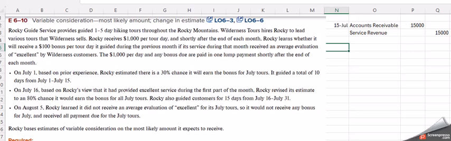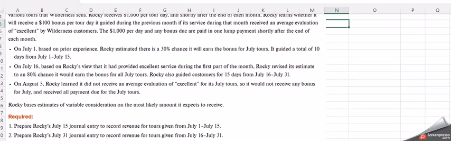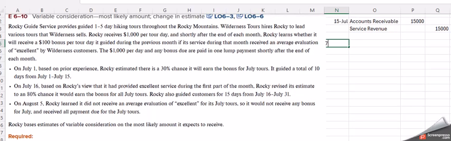So then let's go down and say, on the 31st, what are they going to record? They're going to set up an accounts receivable for the 15 days times the $1,000, but then also the extra $100.